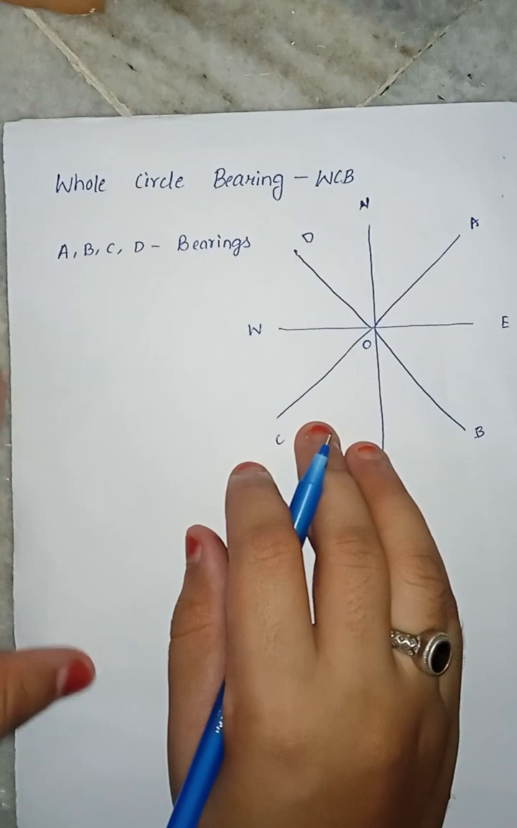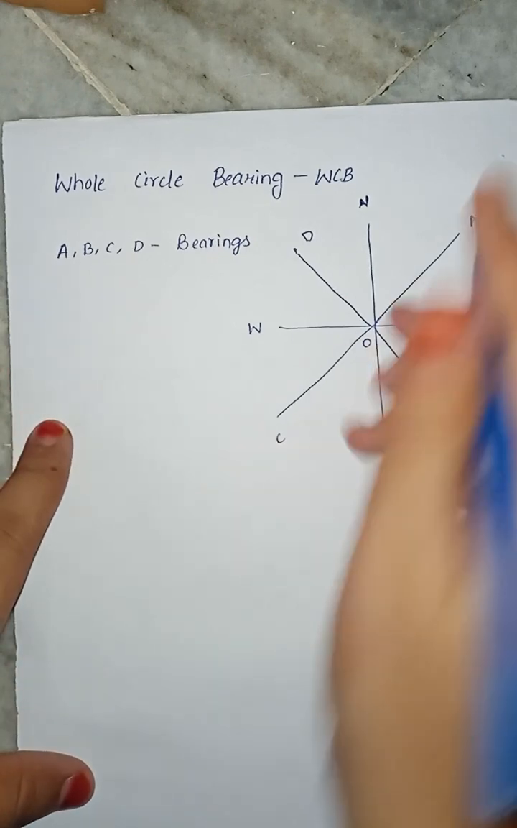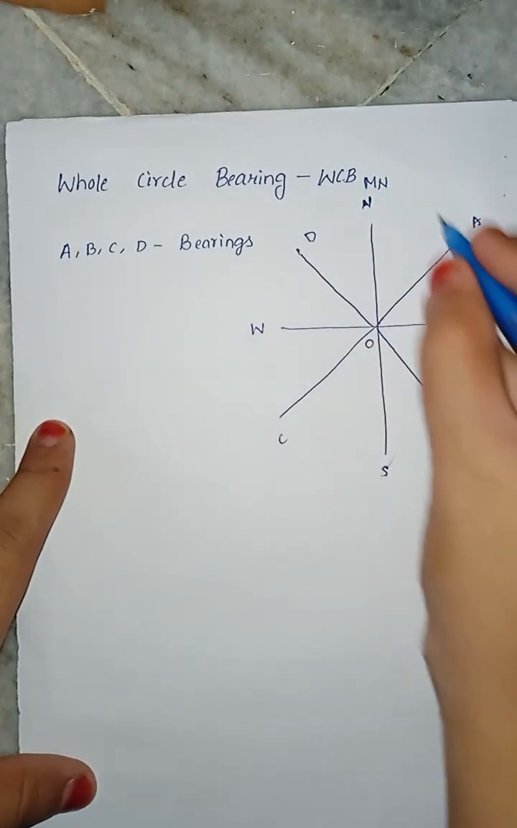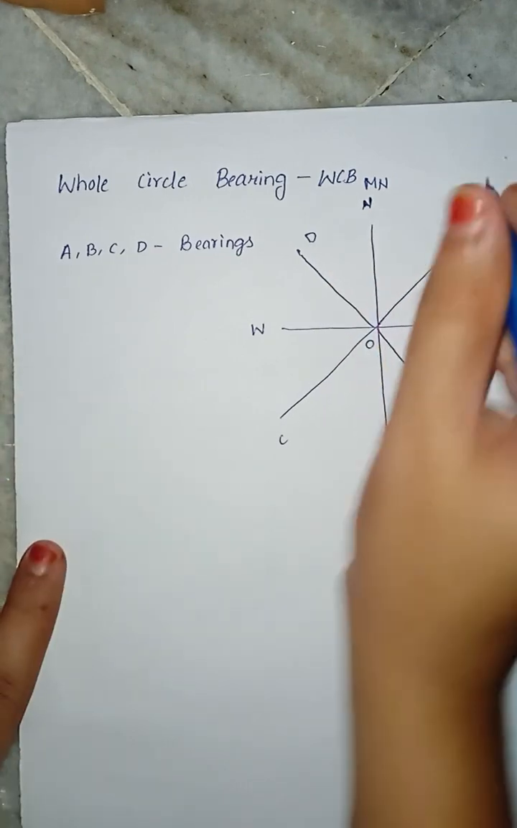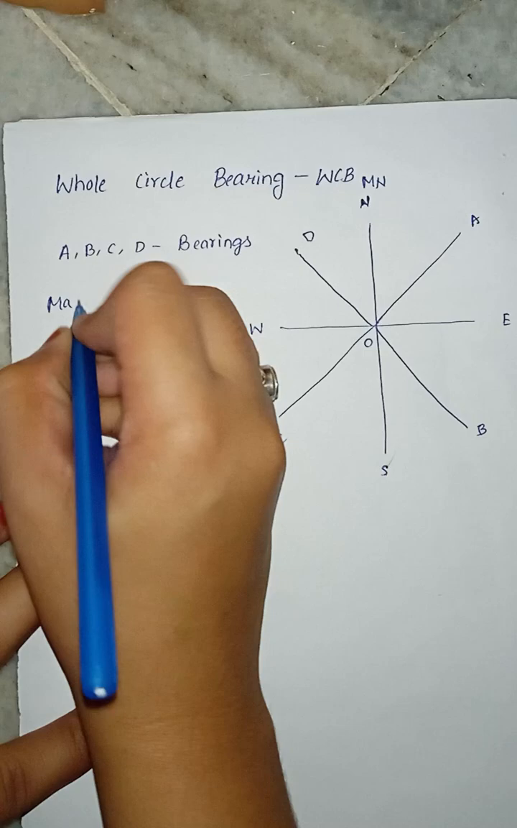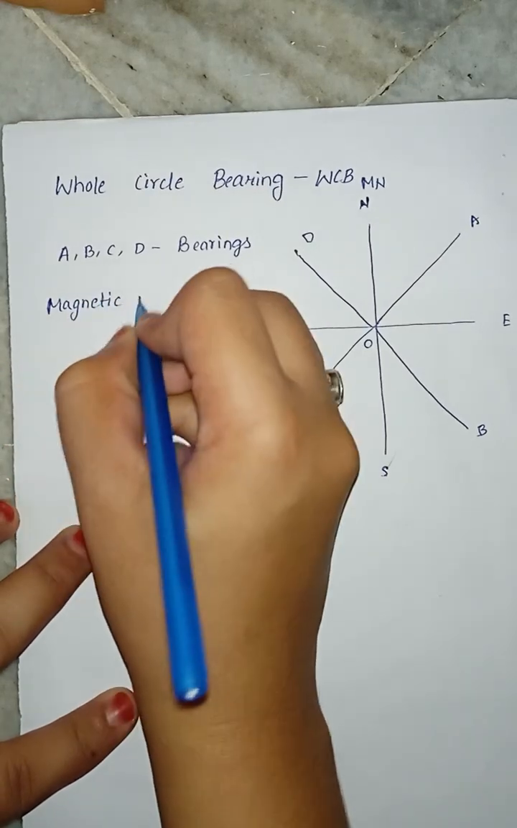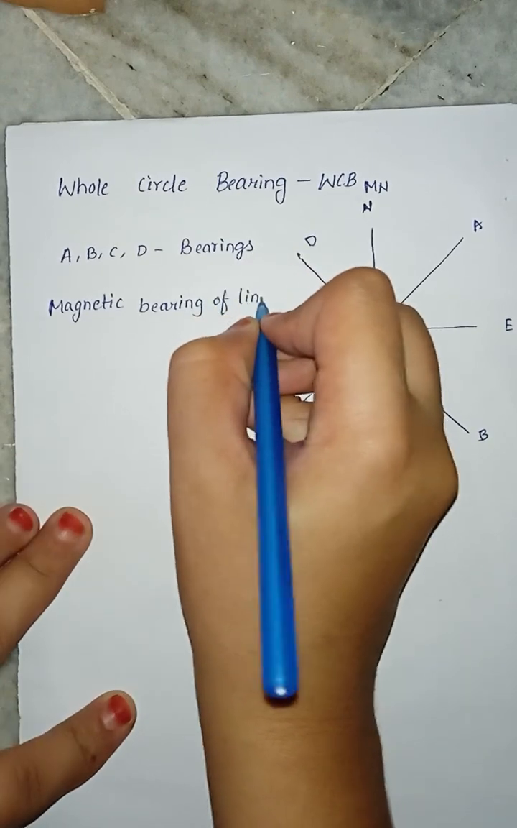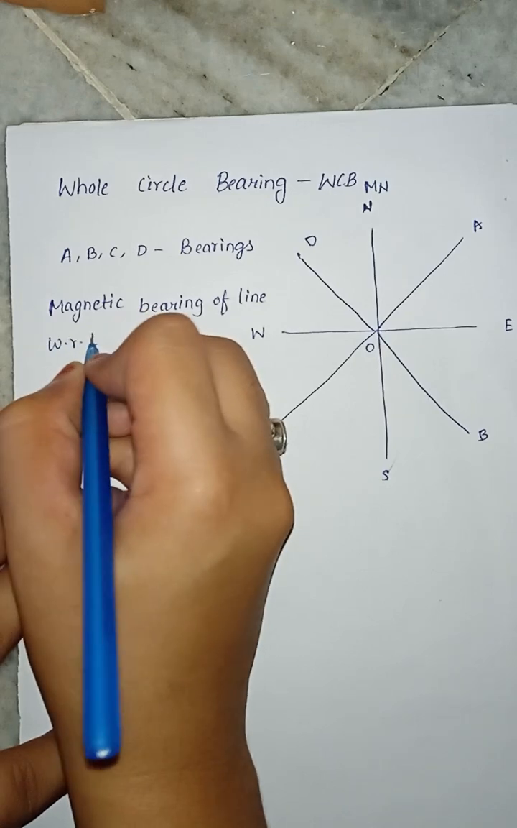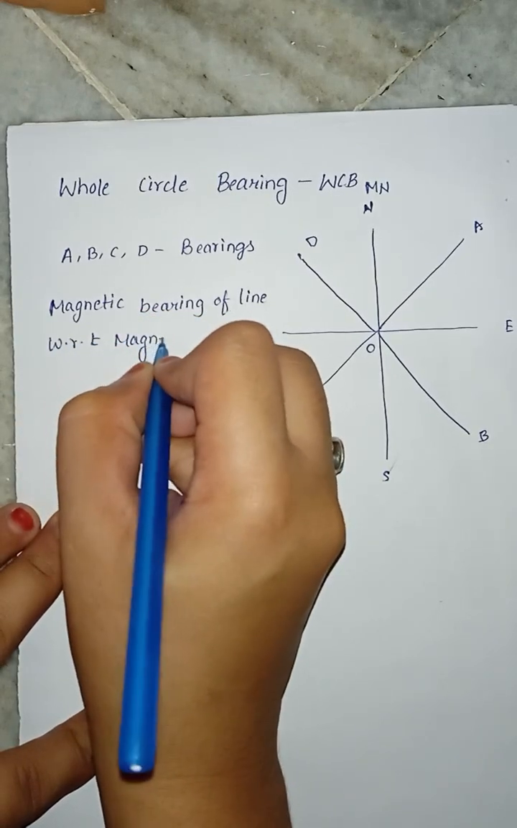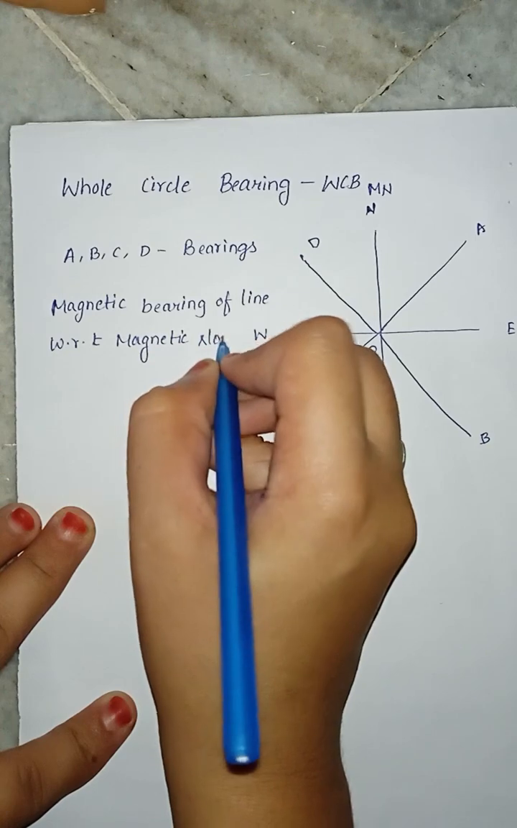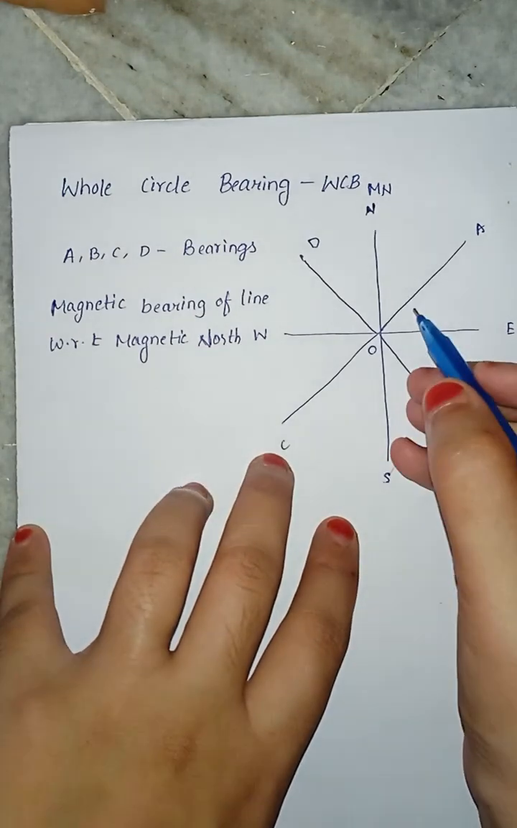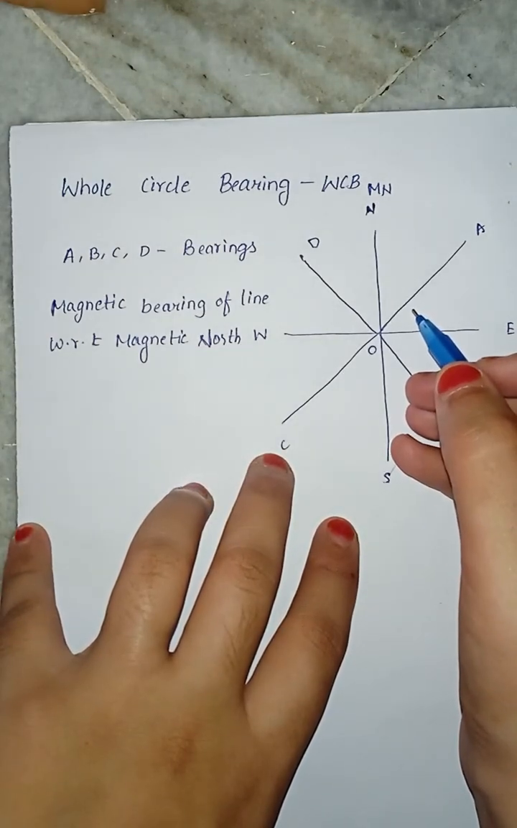So magnetic bearing of a line with respect to magnetic north. This is known as magnetic north. Means whenever we are taking these lines with respect to magnetic north, it is known as whole circle bearing. What is whole circle bearing? Magnetic bearing of a line with respect to magnetic north. Means everything we should take with respect to magnetic north. From magnetic north only we have to calculate. This is known as whole circle bearing.